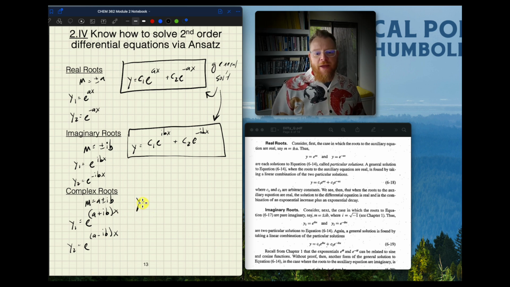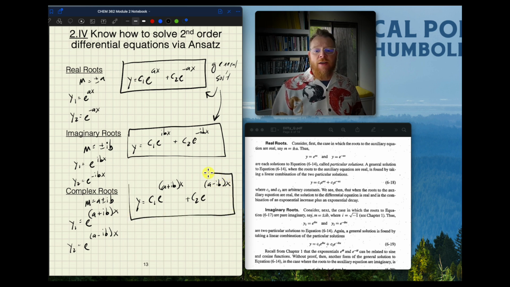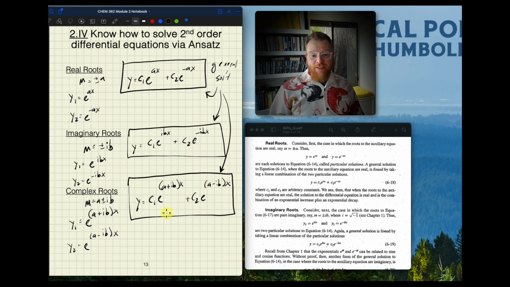And then, of course, we'll make a linear combination with weighting coefficients of those two solutions. So c1 e to the a plus i times b, all times x, plus c2 e to the a minus ib, all times x. And once again, here is our general solution. And through our process of normalization, which we discussed previously, we can find the values of these constants to normalize these wave functions to 1. Okay, so let's keep going with this.